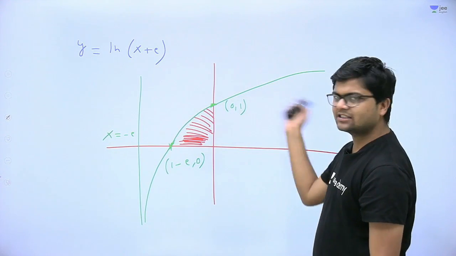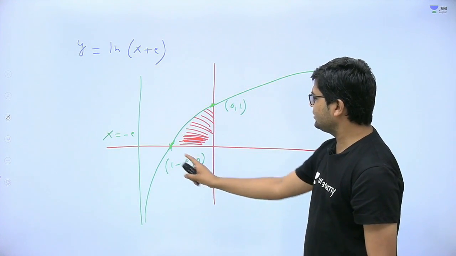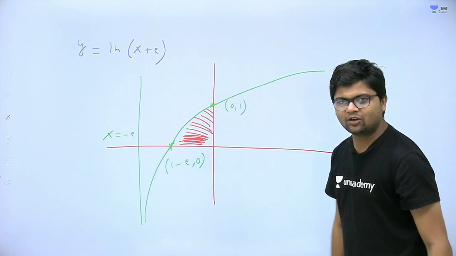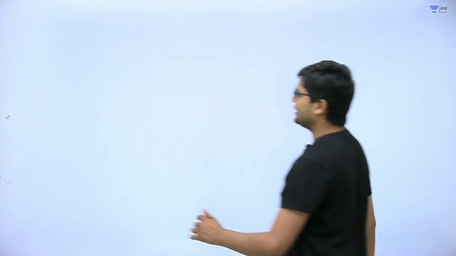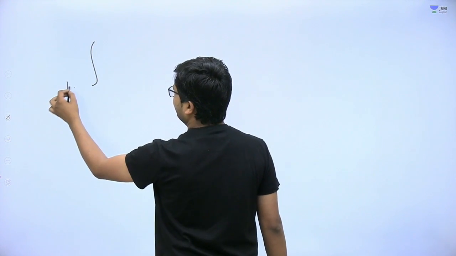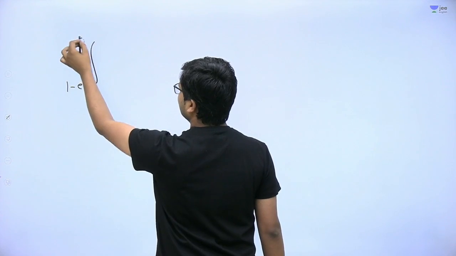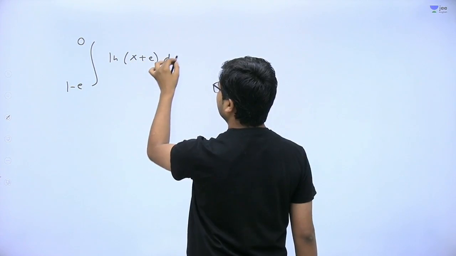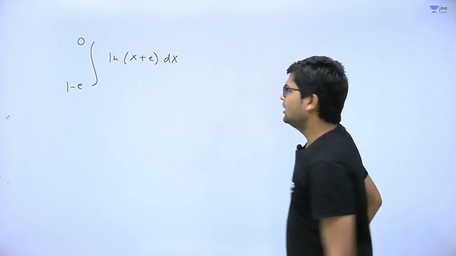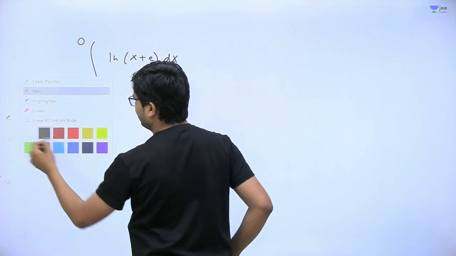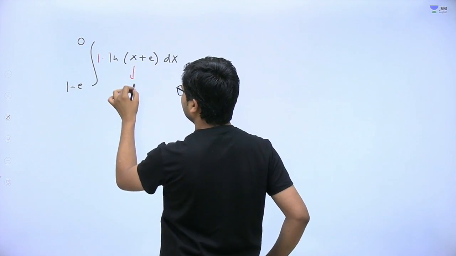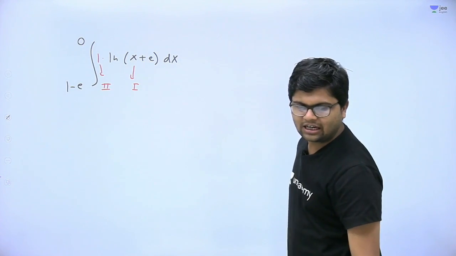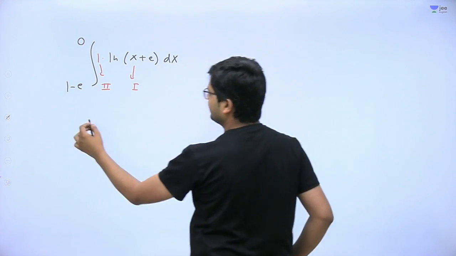Now just integrate this graph from 1 minus e to 0, because x is going from 1 minus e to 0. I hope everybody has cleared this point. So let's integrate the function from 1 minus e to x is equal to 0, and the function is ln of x plus e into dx. So the first function is this one and the second function is 1, and I am applying the ILATE rule. So just try to solve it.